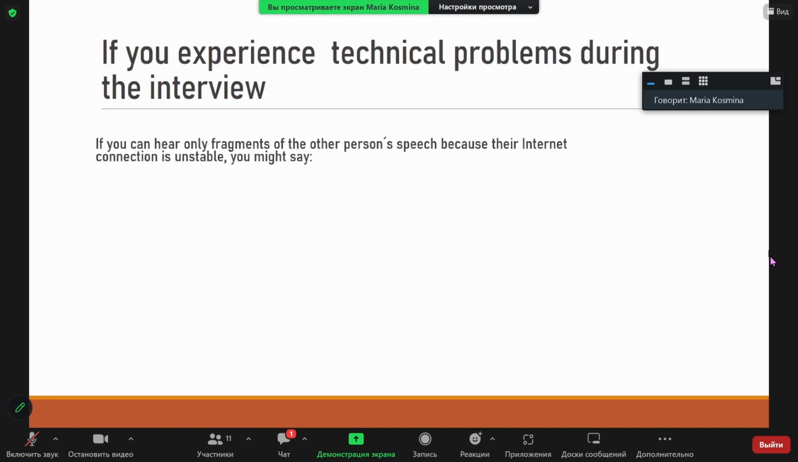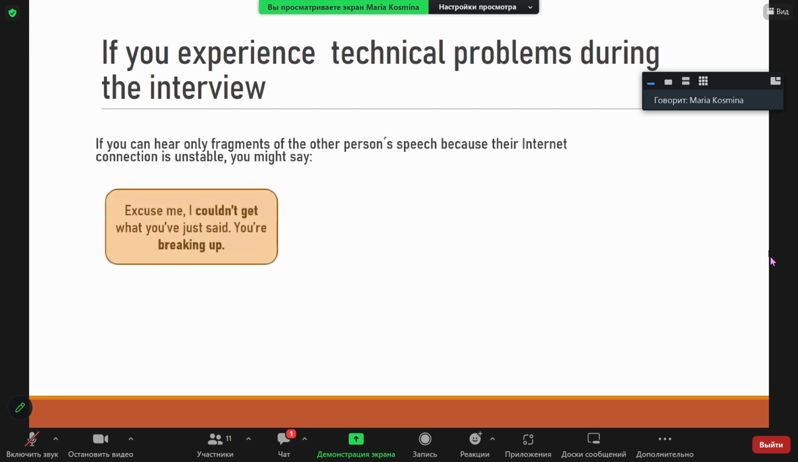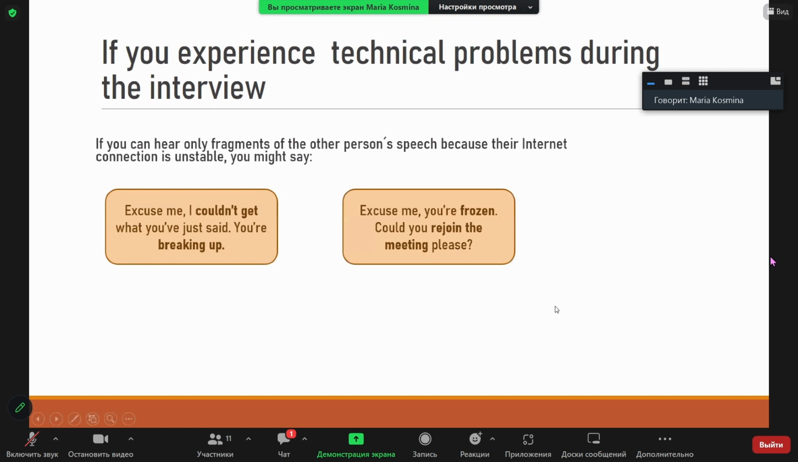It happens that the other person's internet connection is weak, and you can hear only fragments of their speech. In that case, I advise you to use this phrase: Excuse me, I couldn't get what you just said. You're breaking up. Or this one: excuse me, you're frozen. Could you rejoin the meeting, please? When you say that someone's frozen, it means that you just see the image and the image doesn't move.